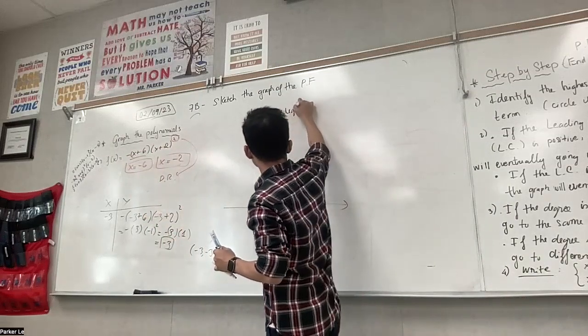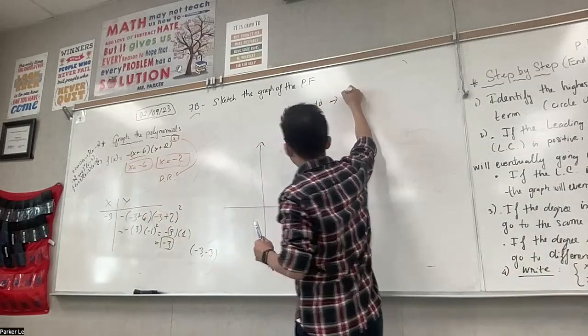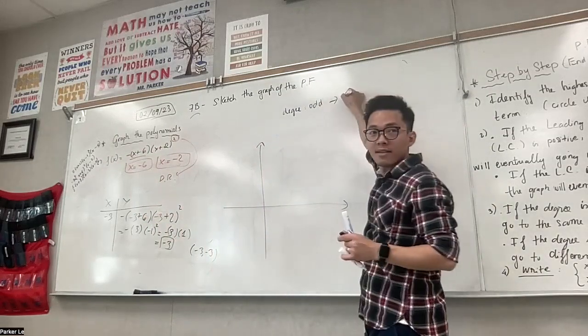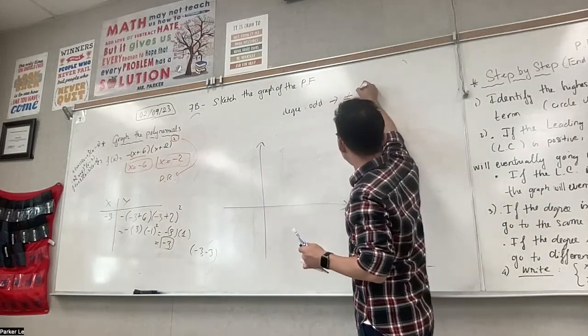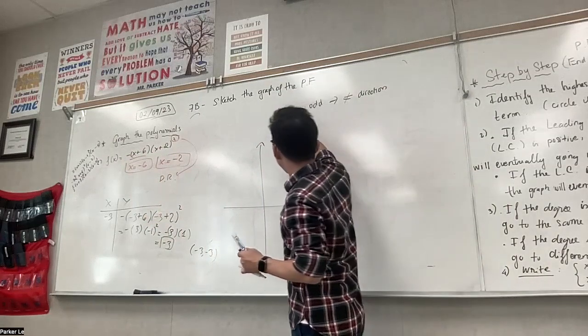Degree 3, that means this is odd. What does odd mean? What does odd mean? Opposite direction or different direction. Different direction. What is LC?